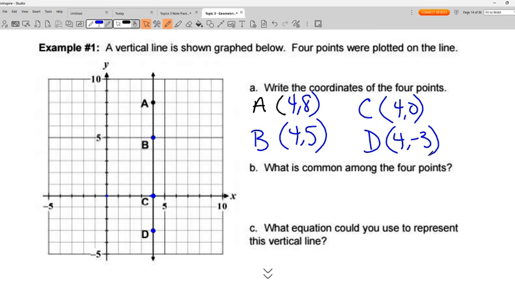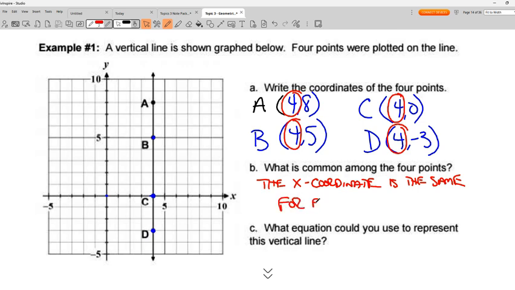Question B asks, what is common among the 4 points? Well, if you look at the coordinates of the 4 points, notice that all 4 points have this exact same x coordinate. They all have an x coordinate of 4. So I can say that the x coordinate is the same for each point. And that's actually going to be true for any point along that line.